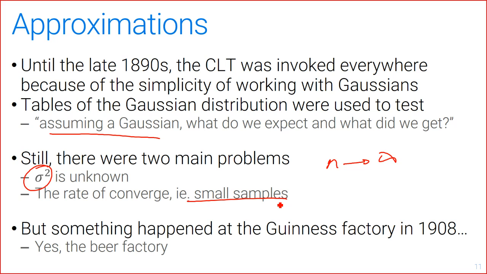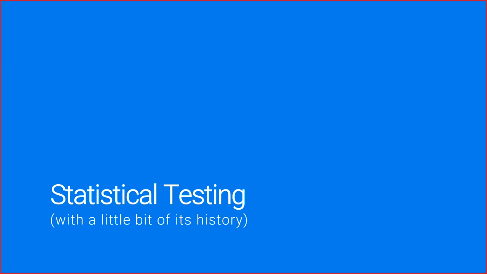And then something happened in the Guinness factory. And yes, it's the beer factory. And there was a person there who made a huge advance in the right direction. So let's talk a little bit about statistical testing. With a little bit of the history, I'm going to tell you how we came to test data the way we do nowadays.